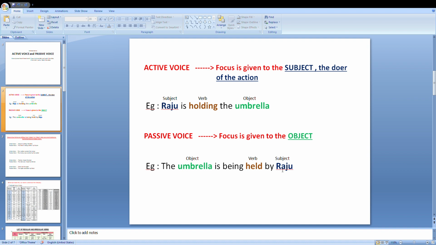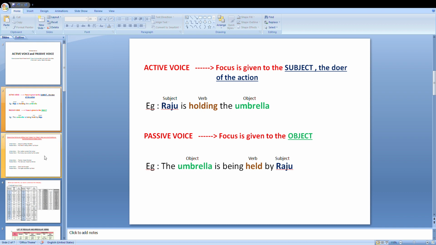Take a second and look at these two sentences again. Raju is holding the umbrella. It is in the active voice. When we convert that into passive voice, it becomes the umbrella is being held by Raju. The main difference in both these sentences is that the focus in the first sentence is being given to the subject, and in the second sentence the focus is being given to the object.